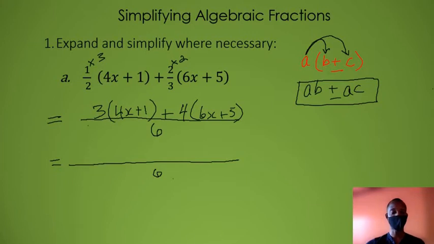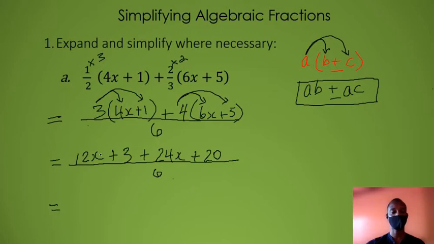So we're going to do the same thing with what we have here. We're going to distribute the 3 by multiplication to each term inside of the bracket. So 3 times 4x will give us 12x. 3 times 1 will give us positive 3. Next, we're going to multiply the 4 by the 6x. Then the 4 again by the 5. In other words, we're distributing. 4 times 6x will give us 24x. And 4 times 5 will give us 20.